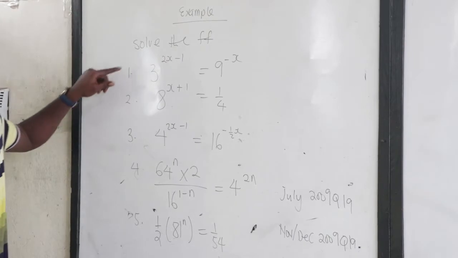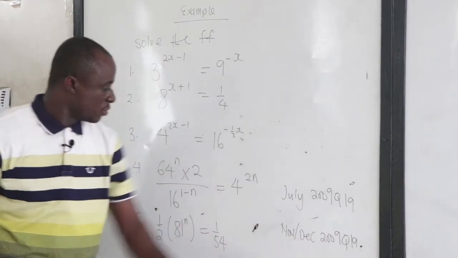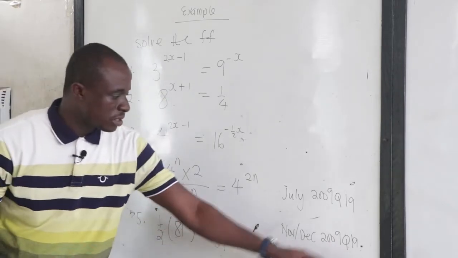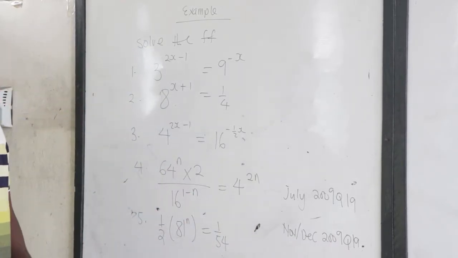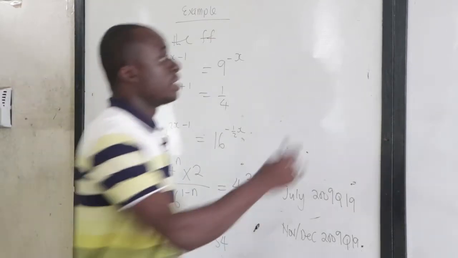Now let's see this example. We should solve the following. This is July 2009 question 1A. This one. This was an October 2009 question 1A.